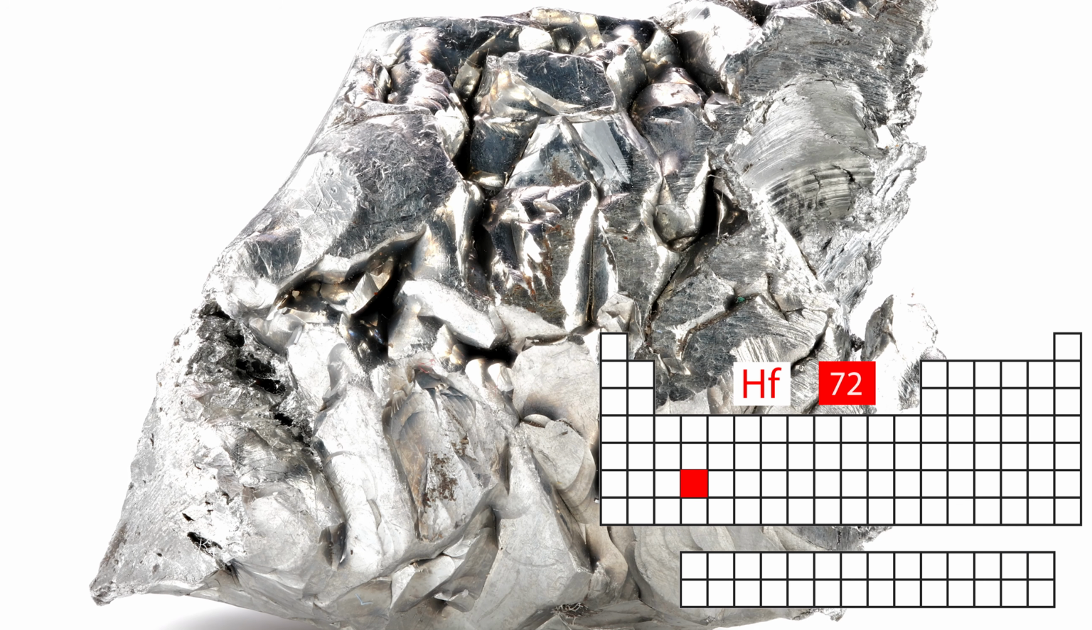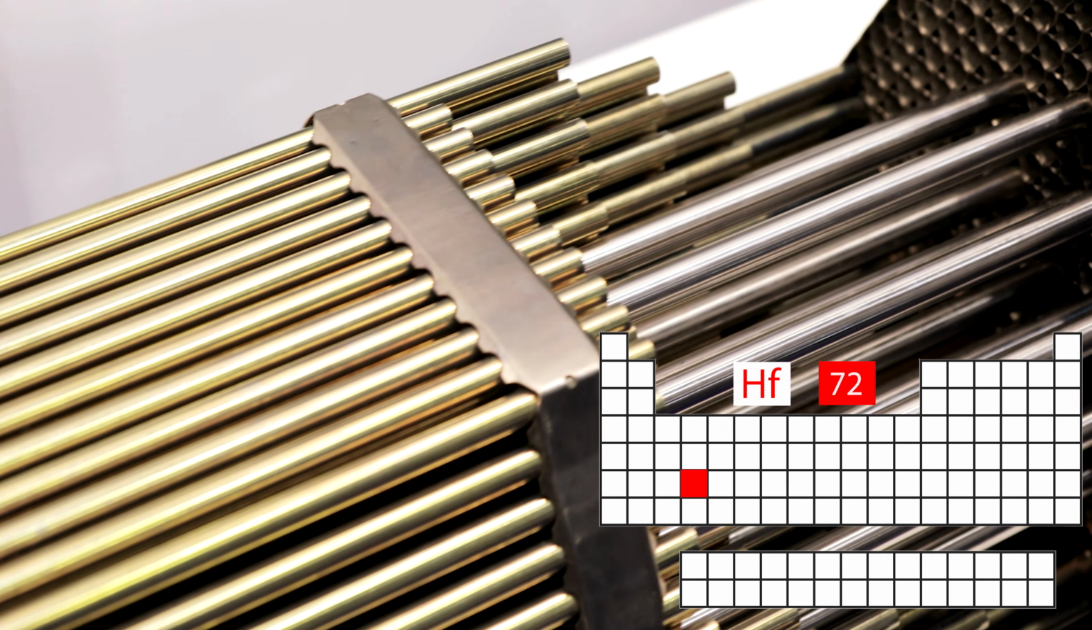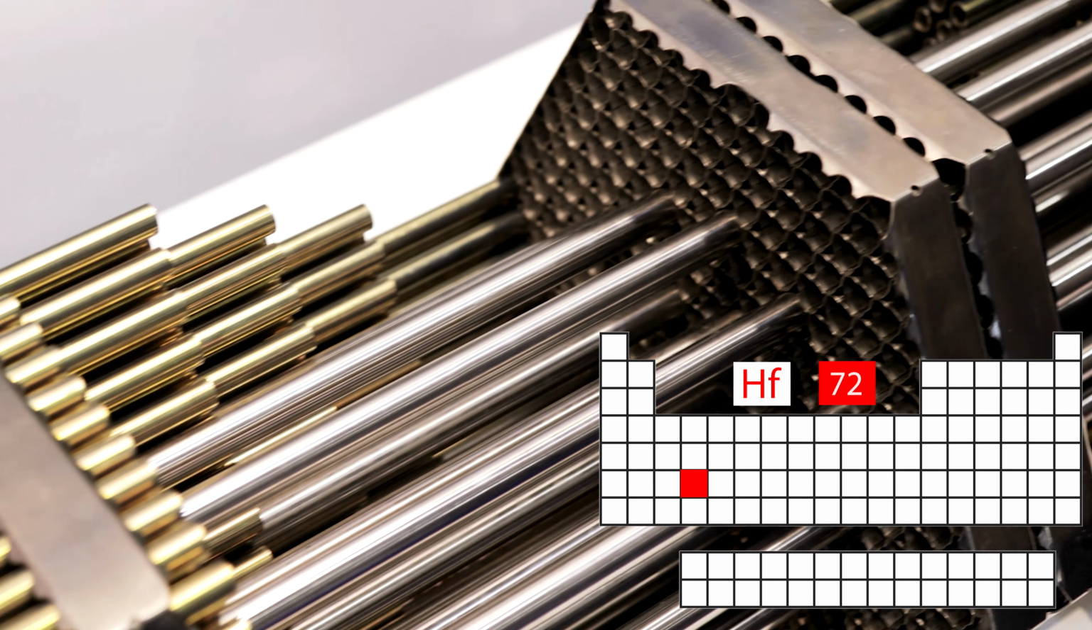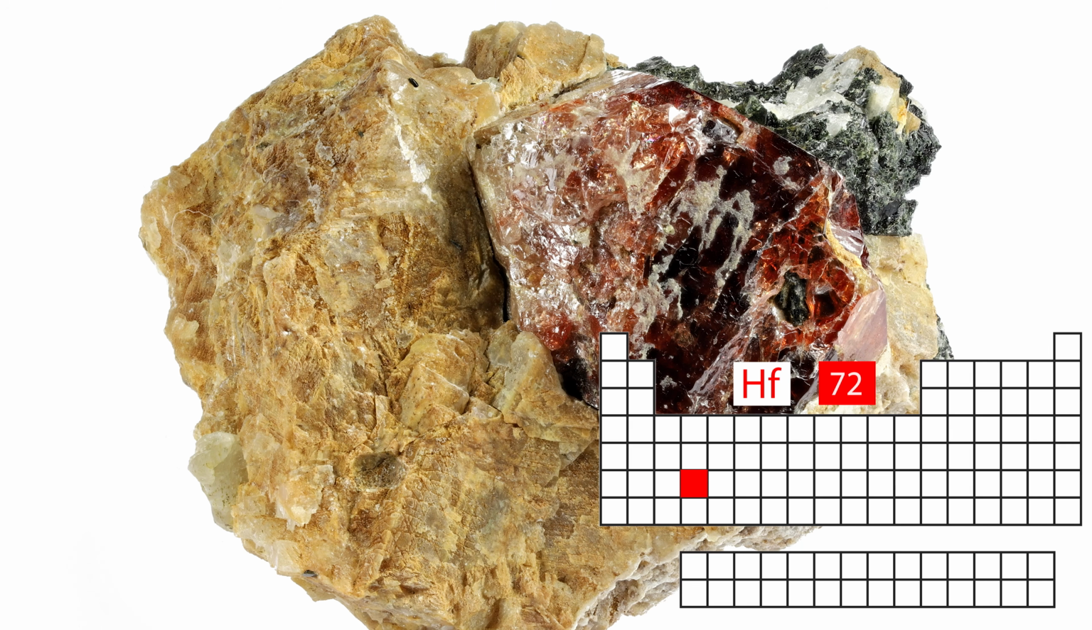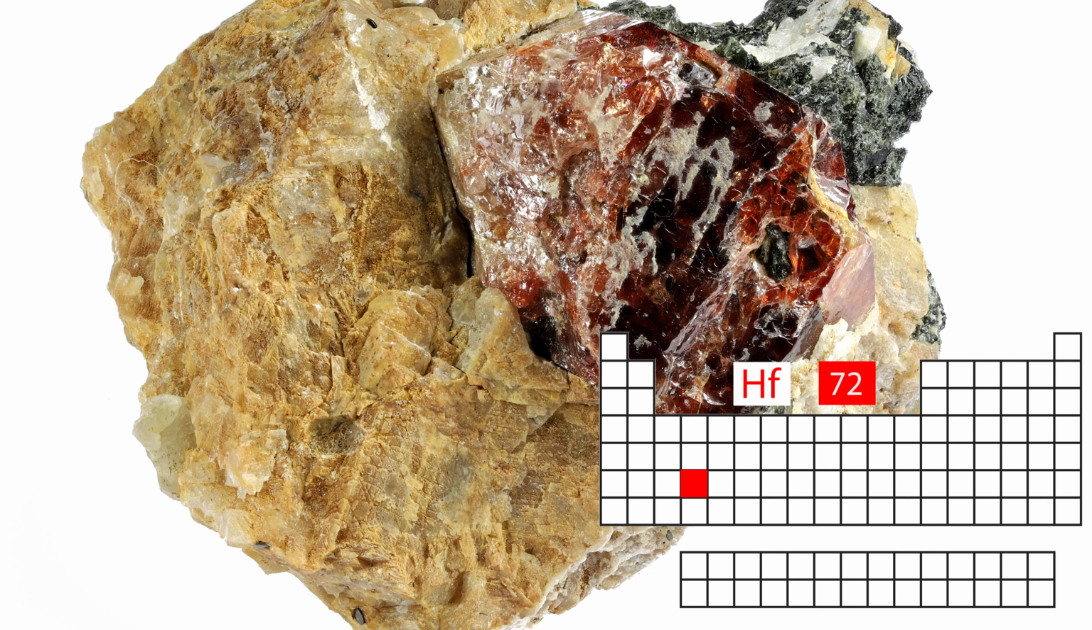It's used in nuclear reactor control rods. Fun fact, it's almost always found with zirconium and wasn't discovered until 1923, despite hafnium being present in every zirconium mineral ever discovered. Next up we have tantalum.